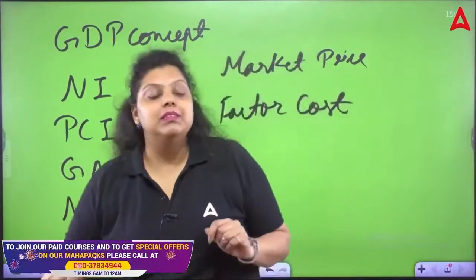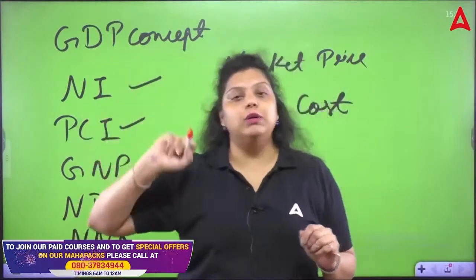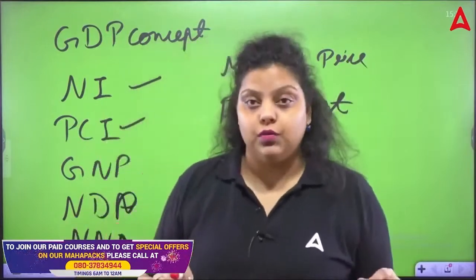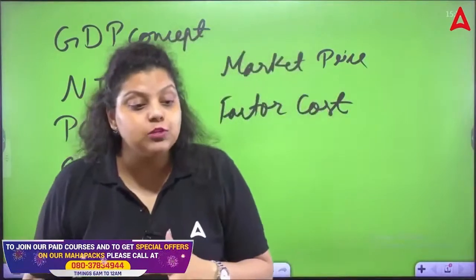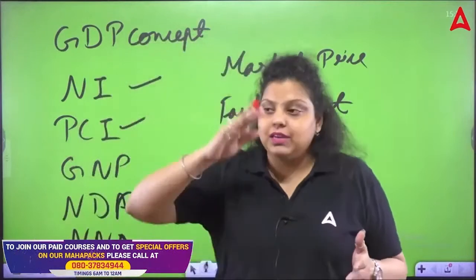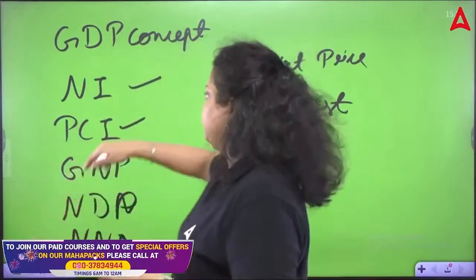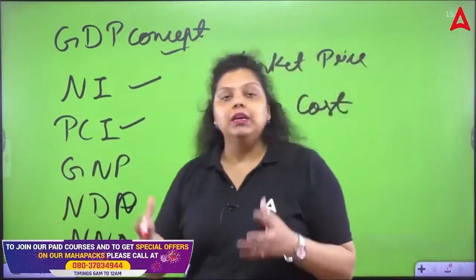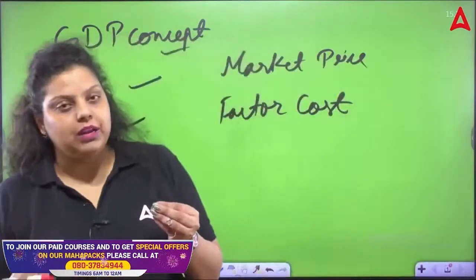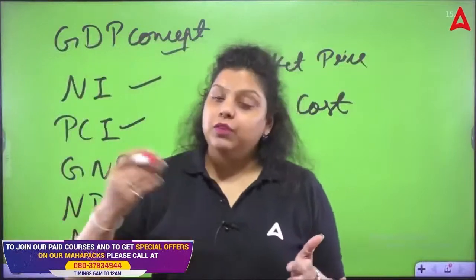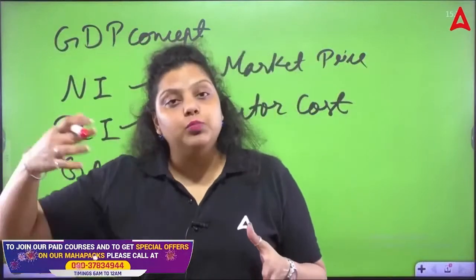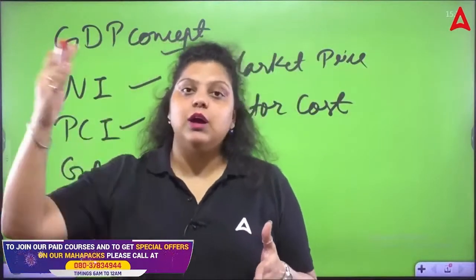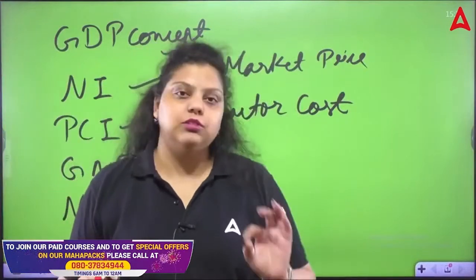What is GDP? GDP is simply the money value of all final goods and services that is produced within the geographical boundary of a country. Whether it is produced by an Indian or a foreigner doesn't matter, but it has to be produced within the geographical boundary. Now GNP, gross national product. GNP means the money value of all final goods and services produced by the citizens of a country, within or outside the geographical boundary of the country, is counted. That's GNP.